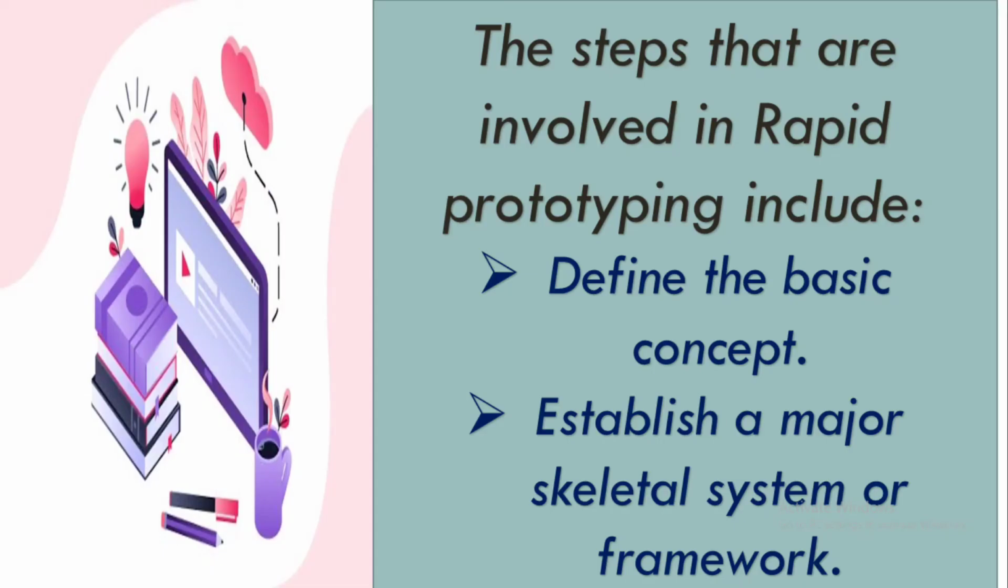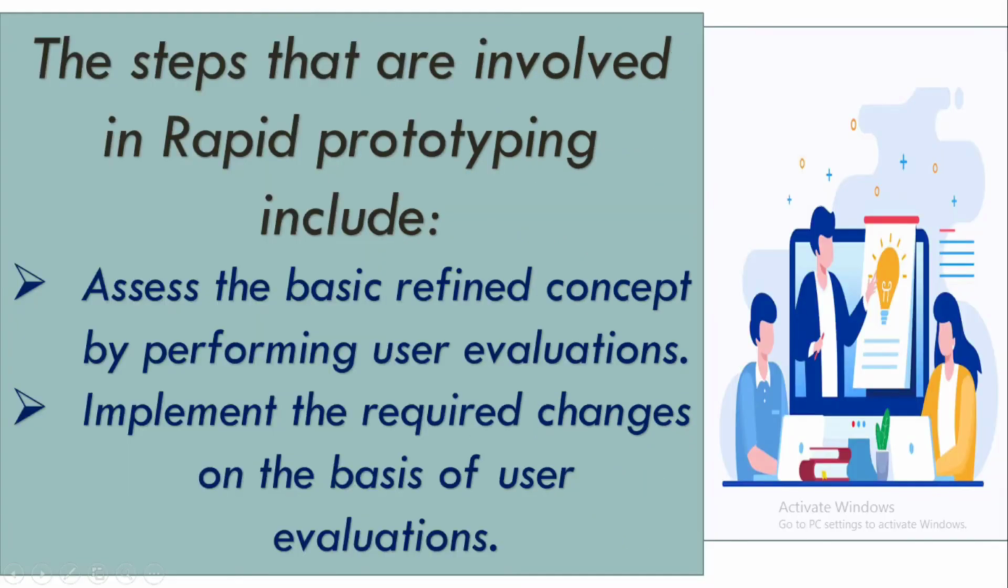The steps involved in rapid prototyping include: define the basic concept, establish a major skeletal system or framework, and then assess the basic refined concept by performing user evaluations, and then implement the required changes on the basis of user evaluations. The process is generally repeated as many times as deemed necessary to provide only the quality e-learning deliverable.